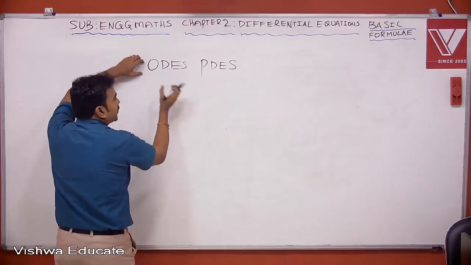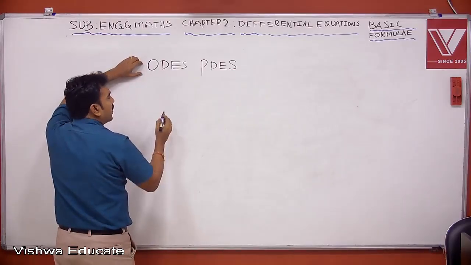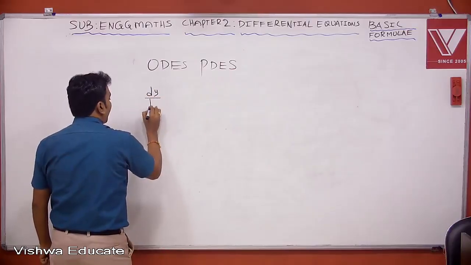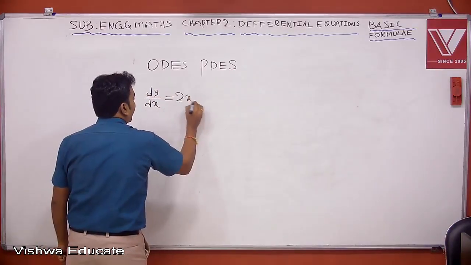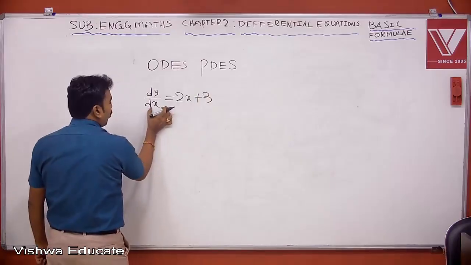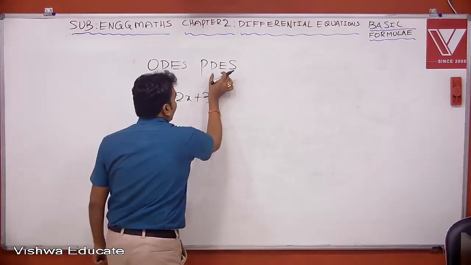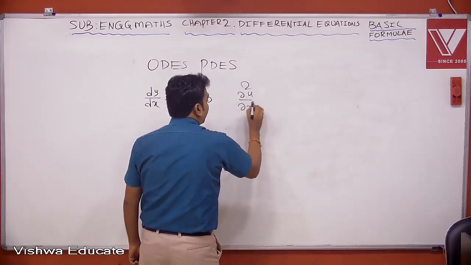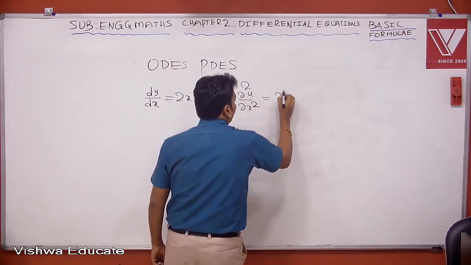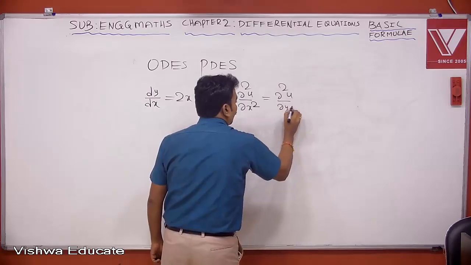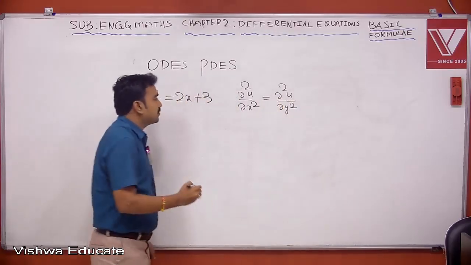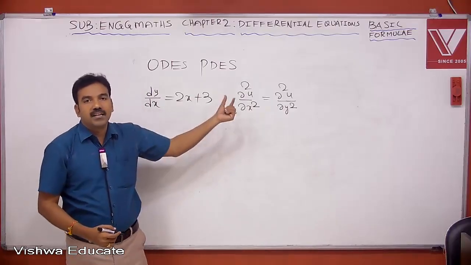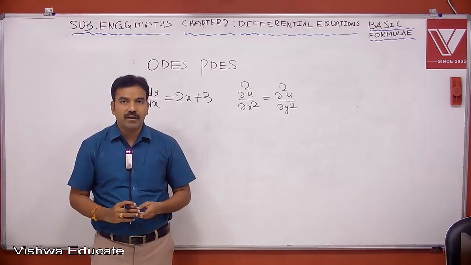Now let us see the basic difference between these two. Let us start with a few basic examples. Suppose I have an equation like this, dy by dx equal to 2x plus 3. Now this is an ordinary differential equation. When you look at a partial differential equation, the terminology will be slightly different. Suppose the equation is like this: dou square u by dou x square equal to dou square u by dou y square. Now the first is an ordinary differential equation, whereas the second equation is a partial differential equation.